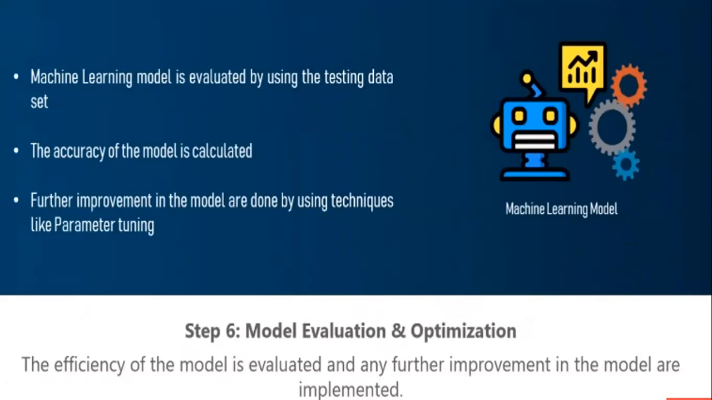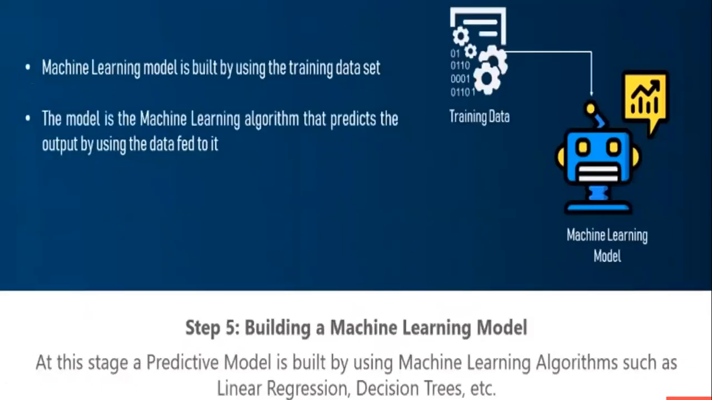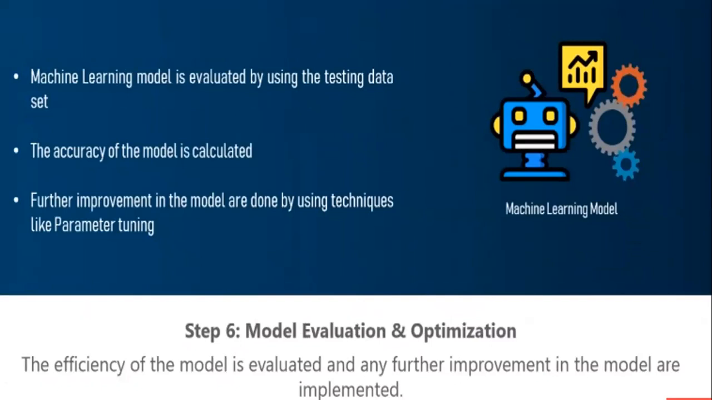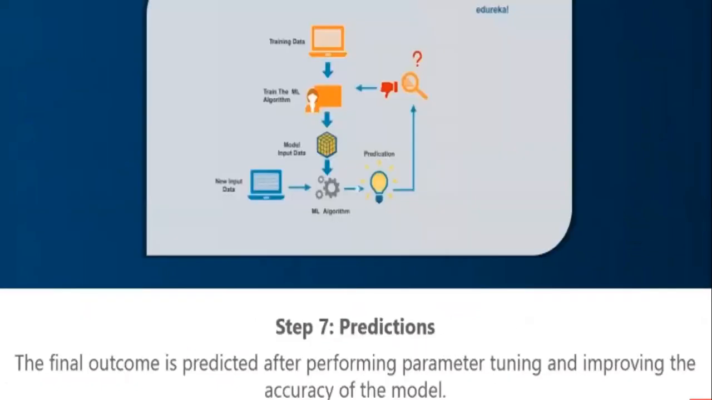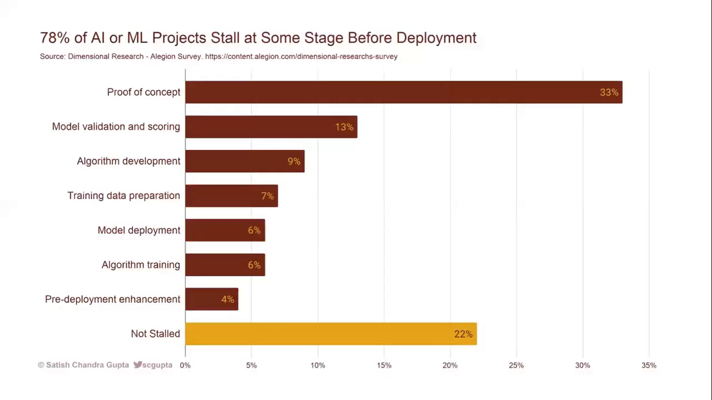If we get the same result in the fifth and sixth steps, then finally they'll go for deployment. Deployment means prediction or implementation. Here they'll develop the AI product, some kind of app or something. I'll explain now, one minute.